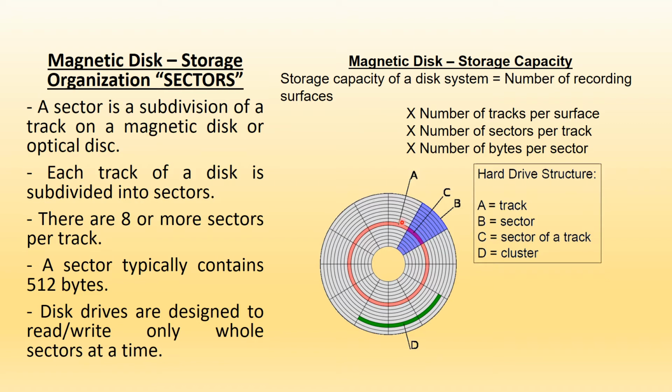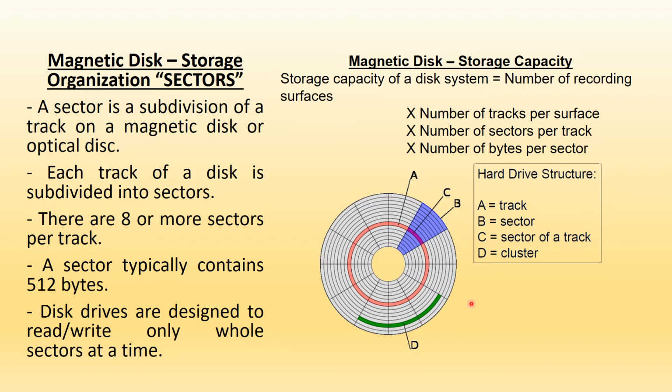So let's see how many this one has. Each disk is made of 8 or more sectors per track. Over here you can see we have different sectors: 1, 2, 3, 4, 5, 6, 7, 8, 9, 10, 11, 12 sectors in this image. A sector typically contains 512 bytes, that's the memory storage. These drives are designed to read and write only whole sectors at a time.